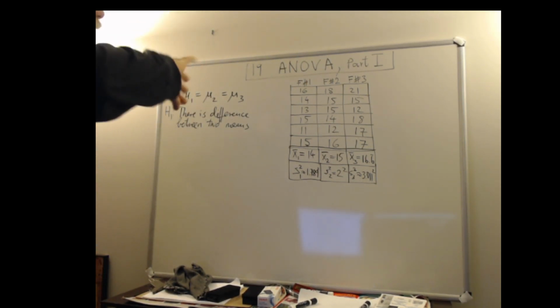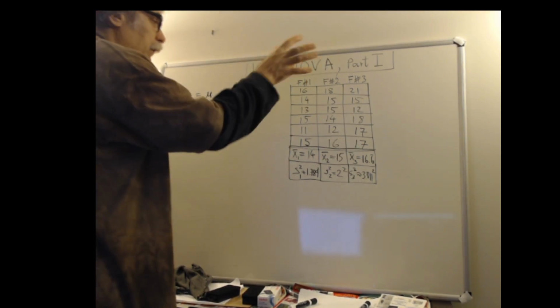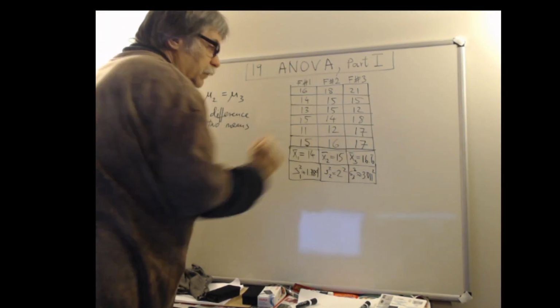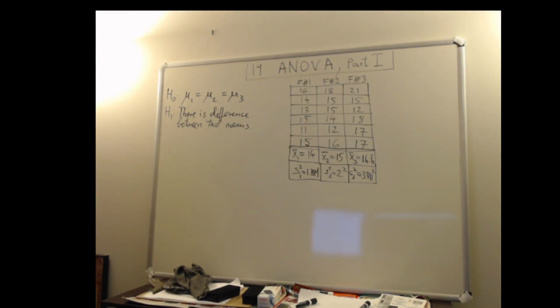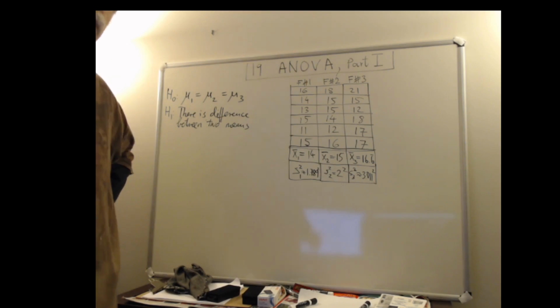And once the ANOVA tells you there is a difference somewhere, now you have to find out where. And that would be another test. You can do that straightforward. If you find there's a difference here, you compare the first one and the third one, because that's what the difference probably is. Or there is another test called Scheffe test. We're going to talk about it the next time.